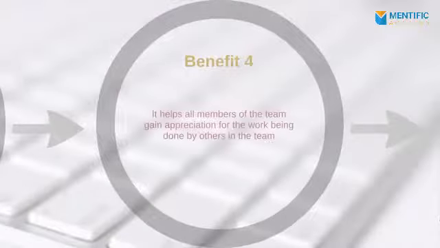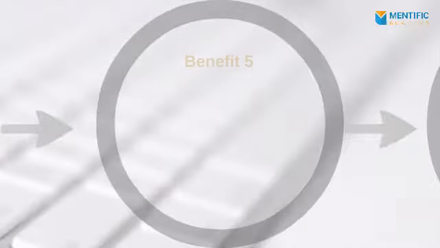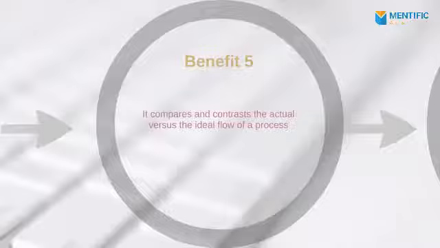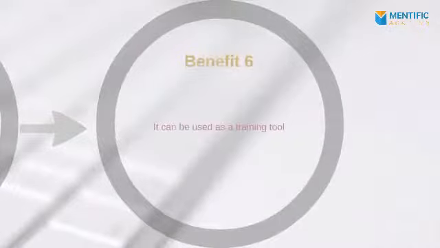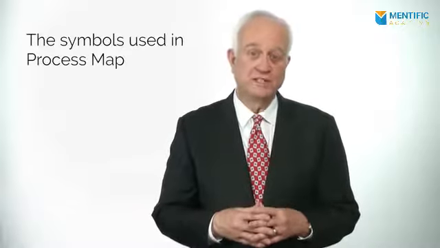Fourth, it helps all members of the team gain appreciation for the work being done by others in the team. Fifth, it compares and contrasts the actual versus the ideal flow of a process. And last, it can be used as a training tool. Next, I will explain and show you the symbols used in process maps.